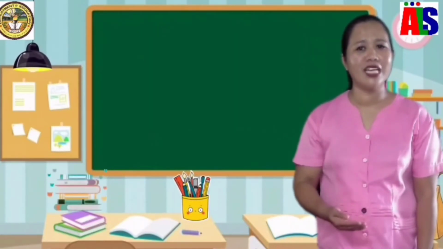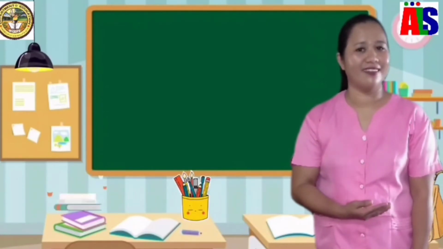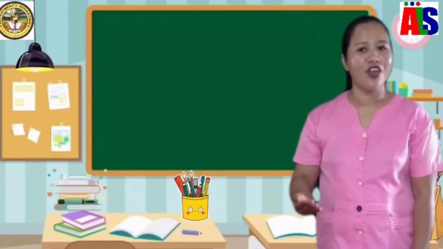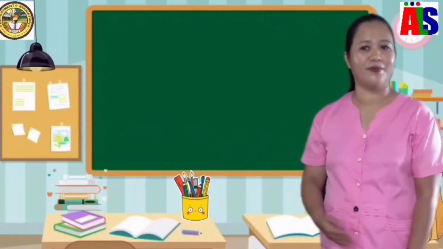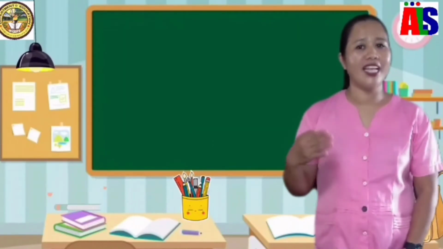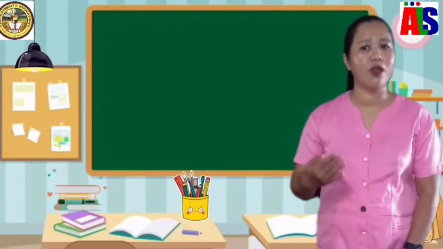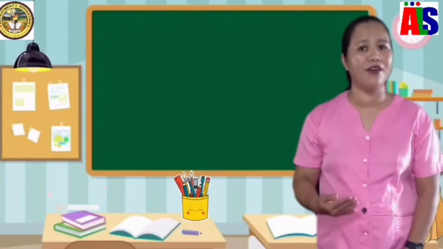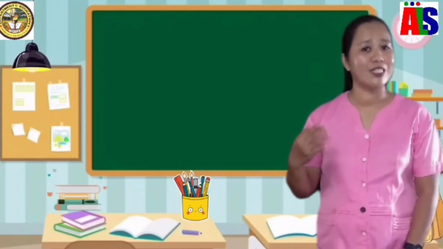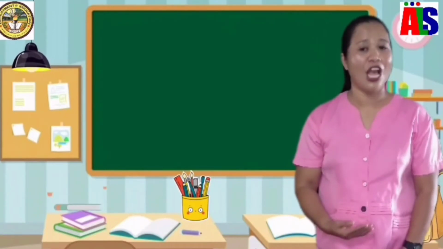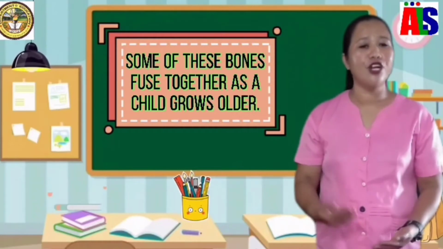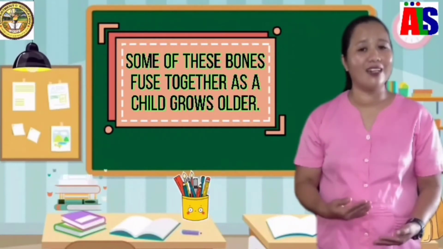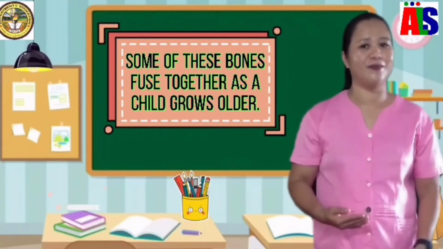How many bones are there in an adult person? Correct! There are 206 bones in an adult person. Why is it that babies have 300 bones and adults have only 206 bones? Very good! Some of these bones fuse together as a child grows older.